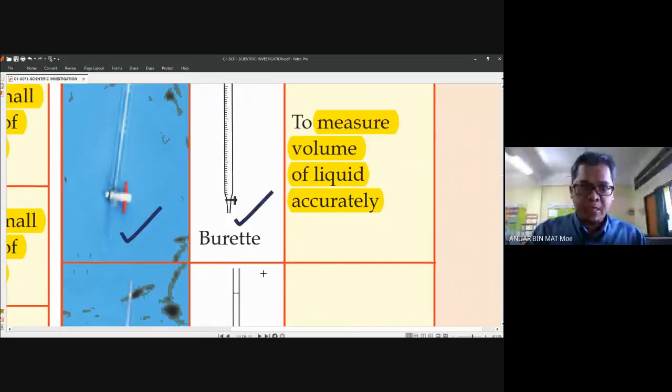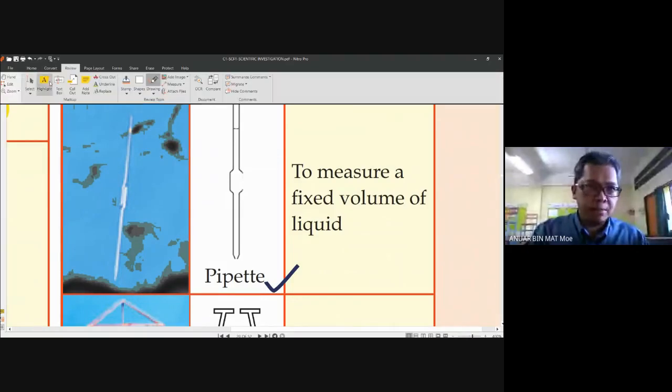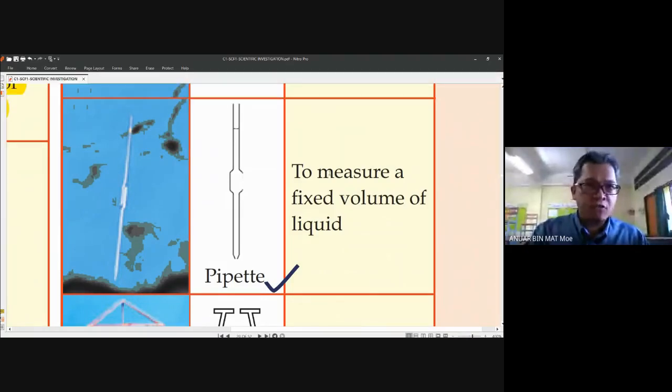Okay, next one is what we call a pipette. This is the pipette. What is the function of the pipette? Again, same function, but what's the difference? Who can give me the difference? What's the pipette function? This is the difference. To measure the fixed volume.